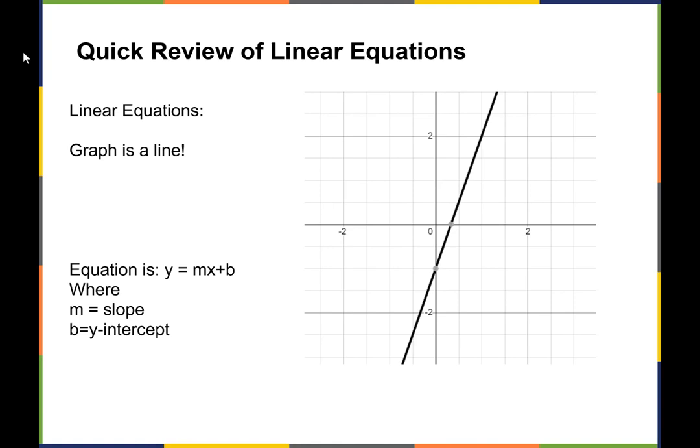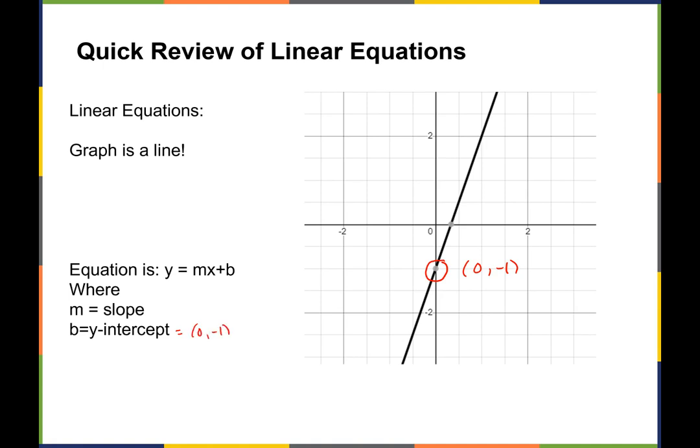The graph is a line, and the equation is of the form y equals mx plus b, where m is the slope and b is the y-intercept. If we're thinking about those things graphically, the y-intercept is right here where it crosses the y-axis, and in this case, it's (0, -1). I know that because I'm looking at the scale, and here's -2, so that must be at -1.